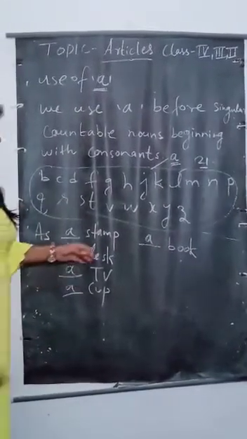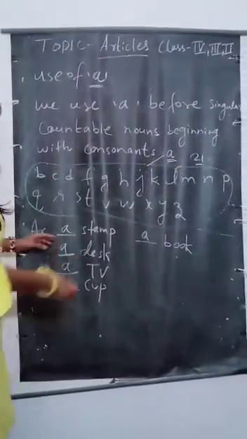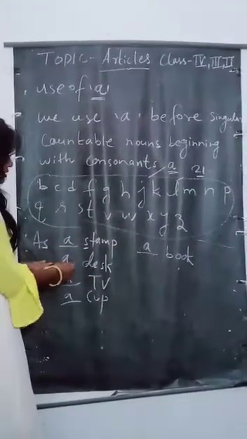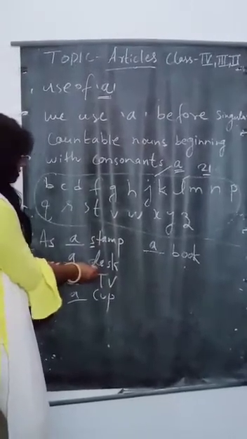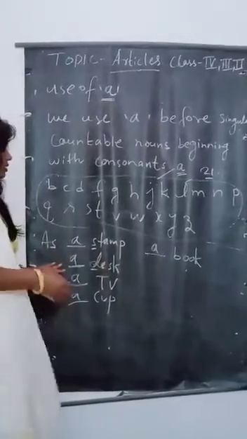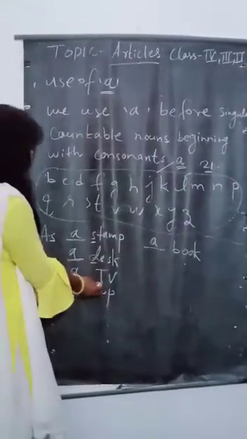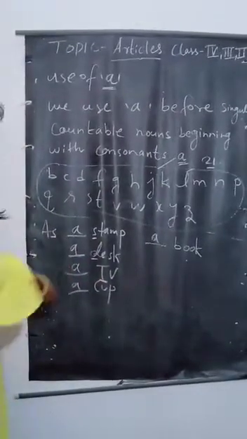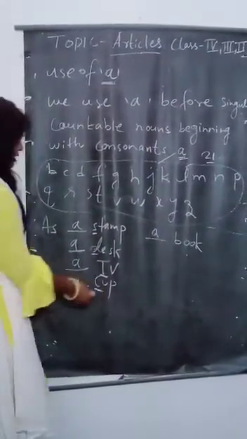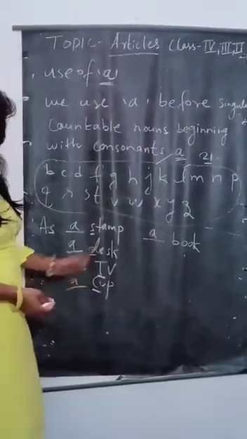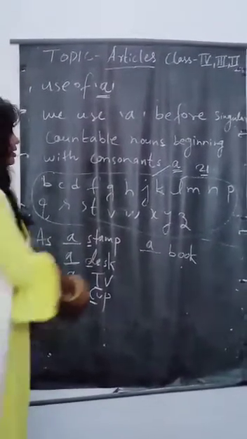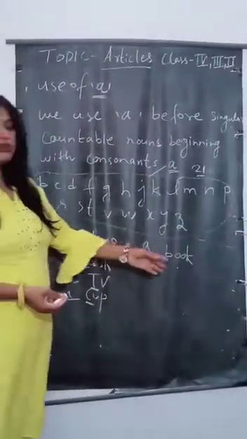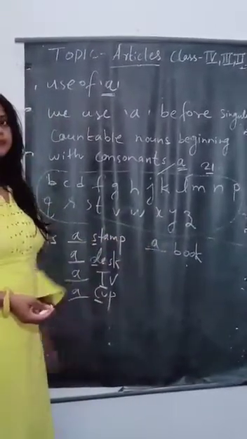Now here are the examples. A stem: the first letter begins with a consonant, so we use A. A desk: the first letter has a consonant sound, so we use A. A TV: the first letter begins with a consonant, so we use A. A cup: the first letter C is a consonant sound, so we use article A. A book: the first letter has a consonant sound, so we use A.